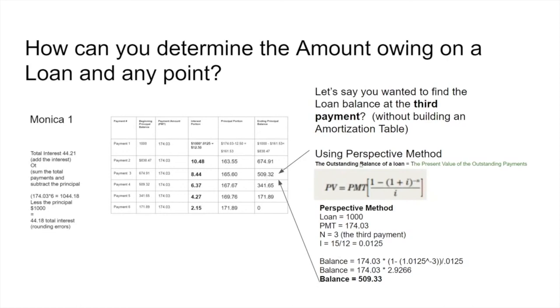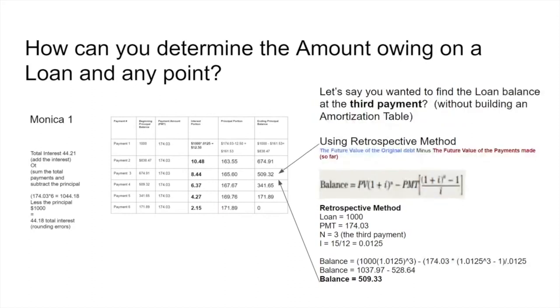So effectively, the prospective method just takes the string of payments that are remaining to be paid, brings them back to what they are worth now. So it takes that present value. So the prospective method and the retrospective method do exactly the same thing. It's 2 formulas. You don't have to use both of them. You only need to use one, really.